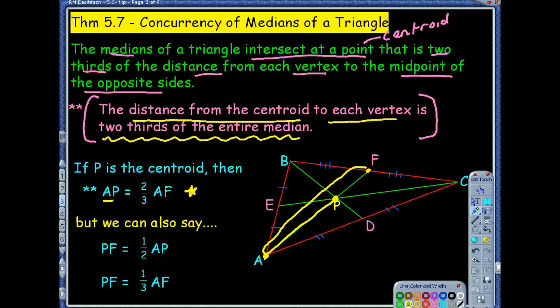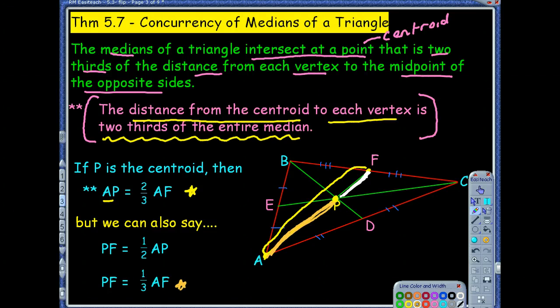But we know more, because with this 2/3 idea, we actually can say some other stuff. All right. So what if I have the distance of PF? Well, that distance compared to, let's say AP, because I'm looking down here, is going to be, it says, a half of this AP. Now, which kind of makes sense because I'm looking at that and I'm thinking that if AF is the whole median and if AP is 2/3, well, that leaves PF to be the other 1/3.